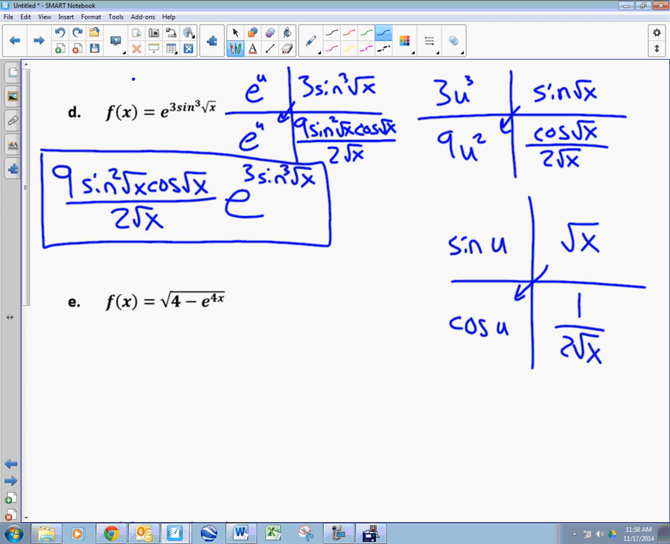Do you see that you've got to plug this sine back into here? So sine squared. It says u squared, so you're squaring the sine.